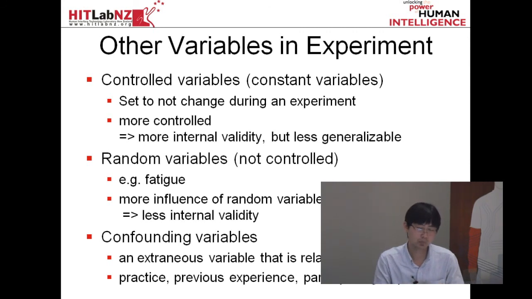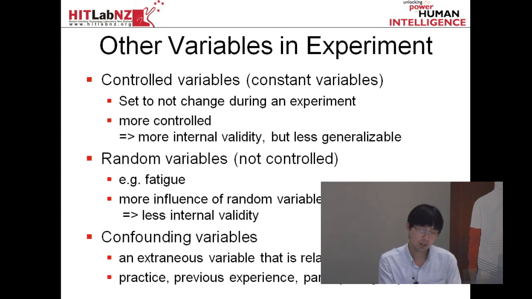Examples could be noise level. For instance, if you are not controlling the noise level and some of the participants did the same task in a very noisy environment and some of them did it in a very quiet environment, and you weren't interested in how people perform under different noise levels, it's better to control it to the same level so that it will not affect the results. And by controlling as many of the variables as you can, you get more internal validity, which means the conclusions you have are due to the independent variables, not because of random errors.